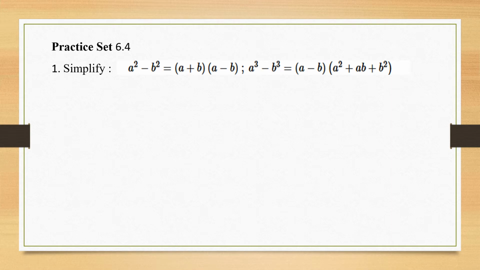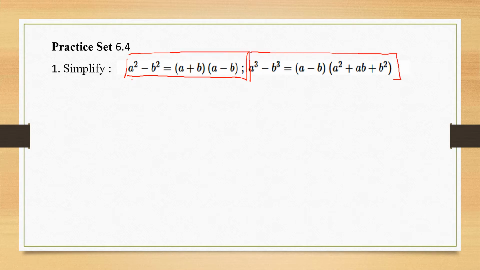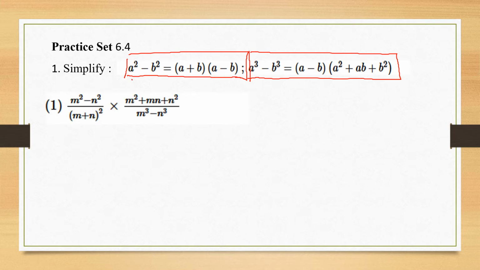Let us solve a few more sums of practice set 6.4. We have to simplify, and these are the two formulas we'll require. The first formula is a squared minus b squared equals (a plus b)(a minus b). The second formula is a cube minus b cube equals (a minus b)(a squared plus ab plus b squared). The sum is (m squared minus n squared) upon (m plus n) whole squared, into (m squared plus mn plus n squared) upon (m cube minus n cube).